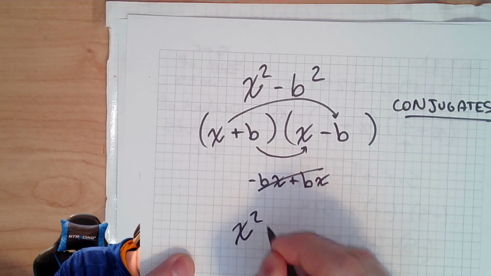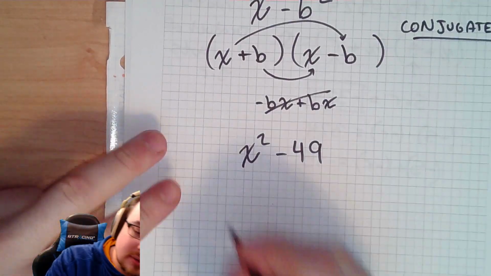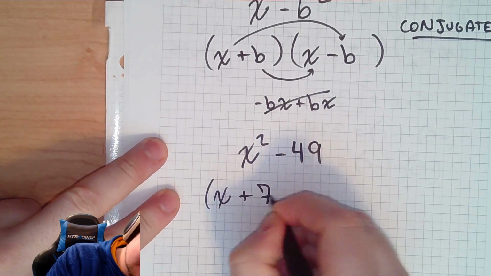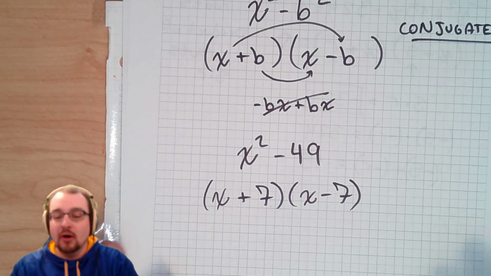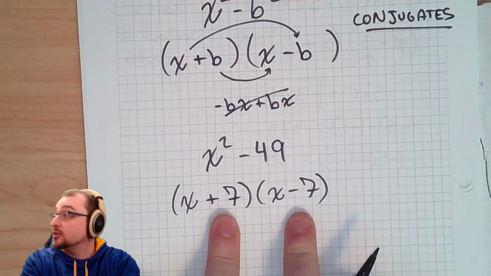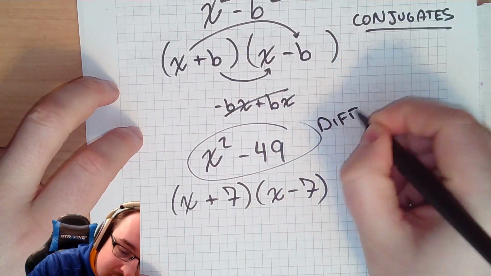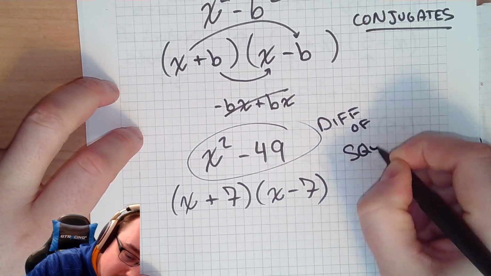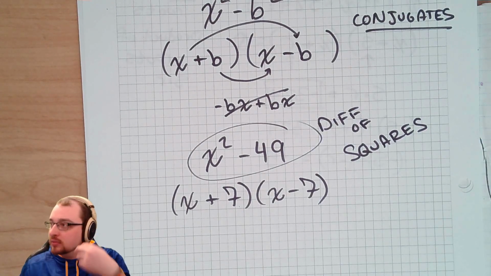You will see problems like this, where you get x squared minus 49. Notice those are both squares, right? So I'll need positive 7 and negative 7. That's our factorization there. So hopefully in your notes, you're writing down conjugates, same thing, but different signs, all right? These are conjugates as well. And then this is a difference of squares. That's one of our factorizations that we should know just very easily.